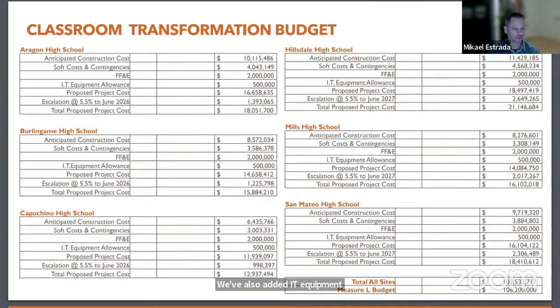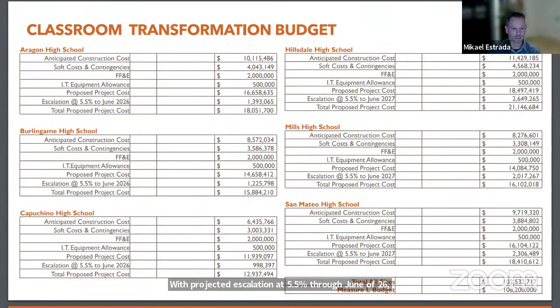That's for any additional equipment, switches and things that need to happen behind the scenes to make sure that internet and everything's working up to speed. The proposed project cost for that, for Aragon as an example, is $16,658,635. We've projected escalation at 5.5% through June of 26, giving your total proposed project costs.